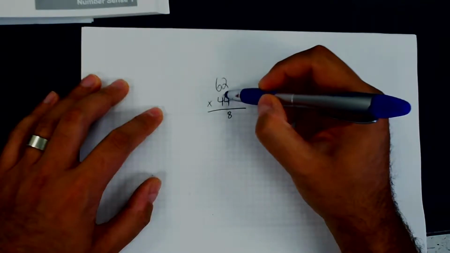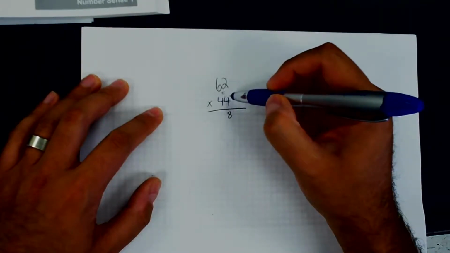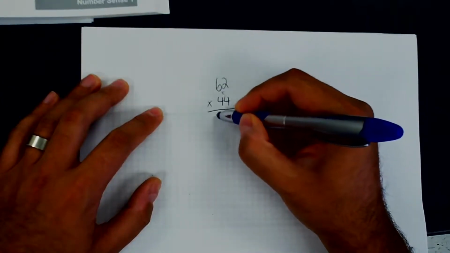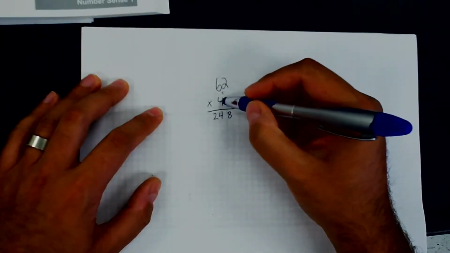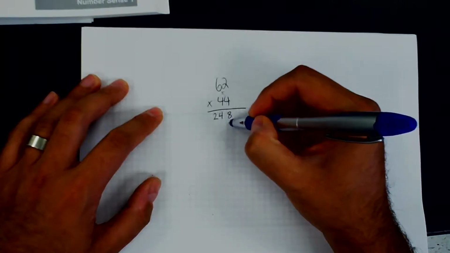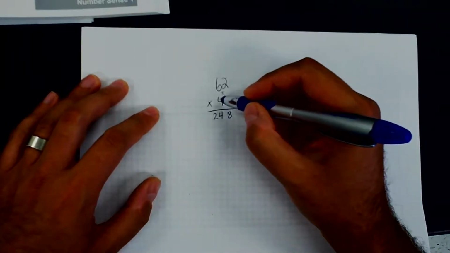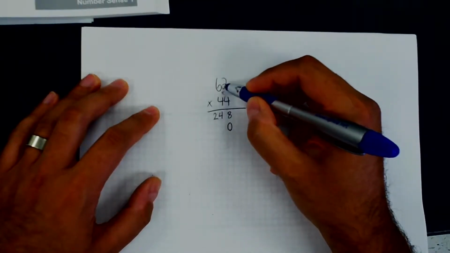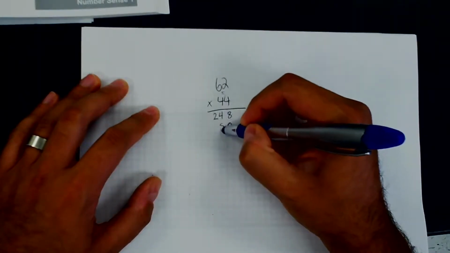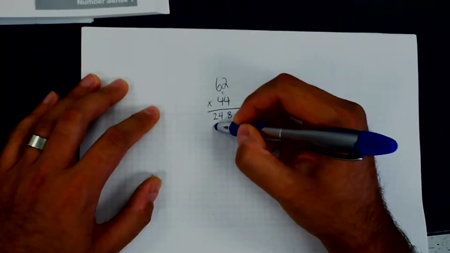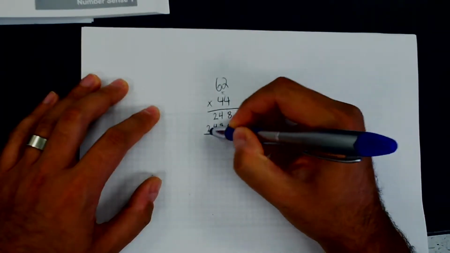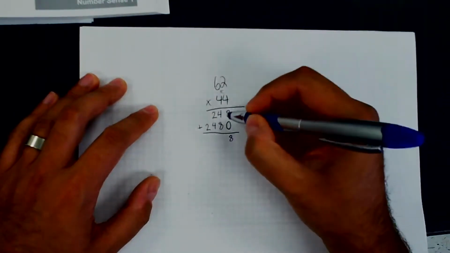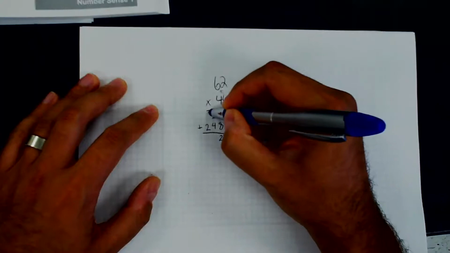And then you have to cross over. 4 times 6 is 24. Now we need to attack this number. Because you're dealing with tens, you put a 0 here. 4 times 2, again, is 8. 4 times 6 is 24. When you put the two numbers there, you need to find the sum. So it becomes a simple adding question.